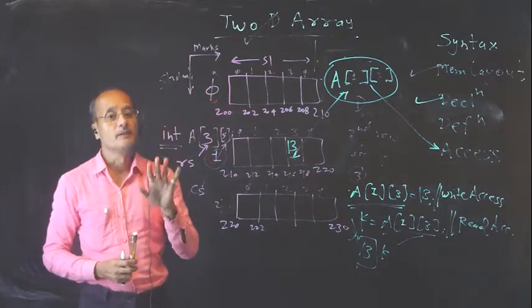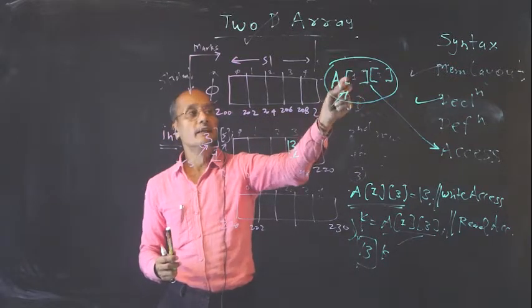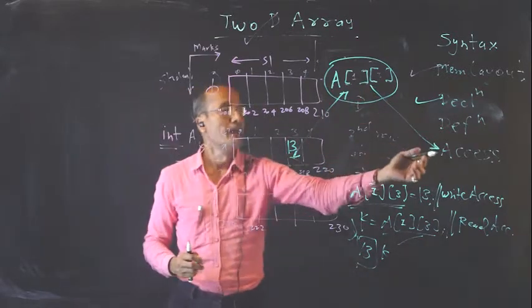So either for reading purpose or writing purpose, we can use this particular syntax. Indexes are row index followed by column index. That's the way to access it.